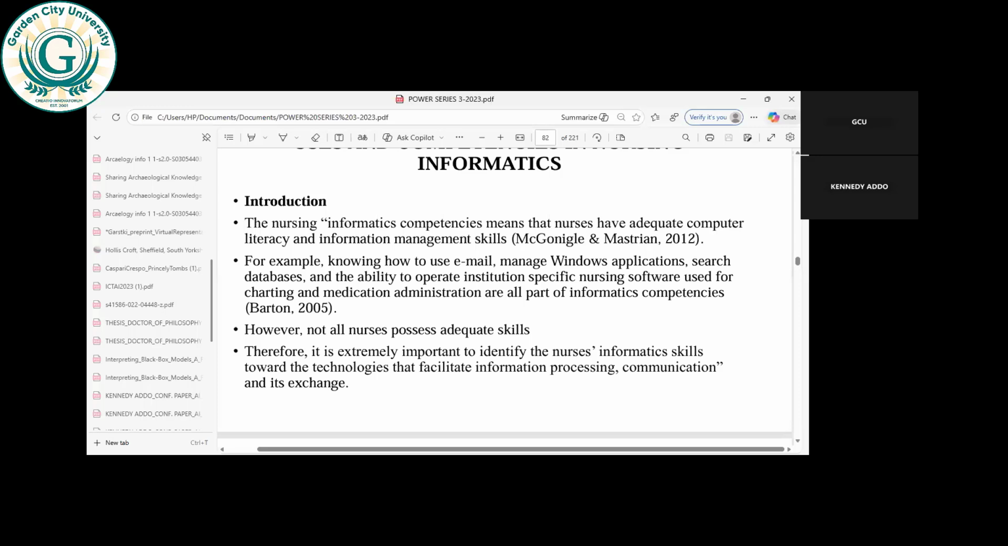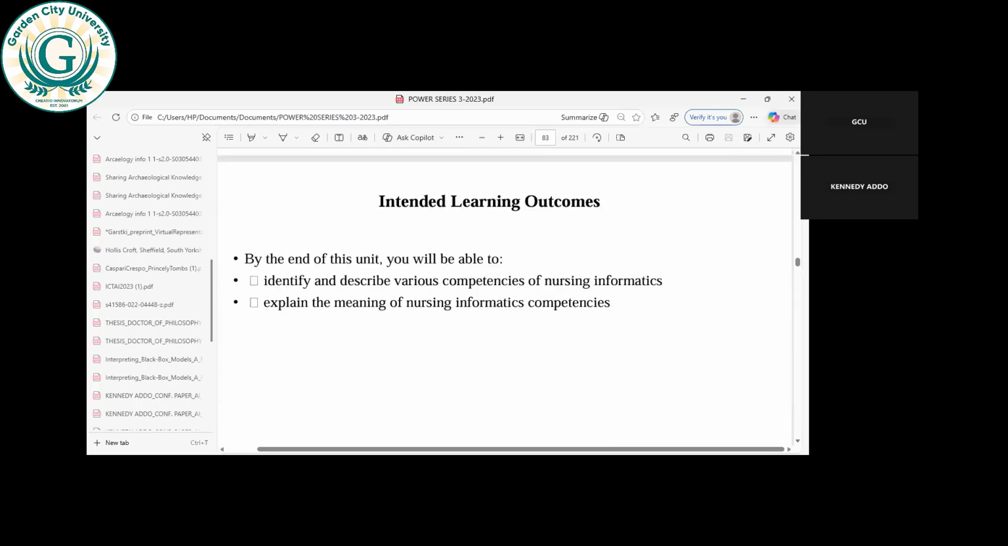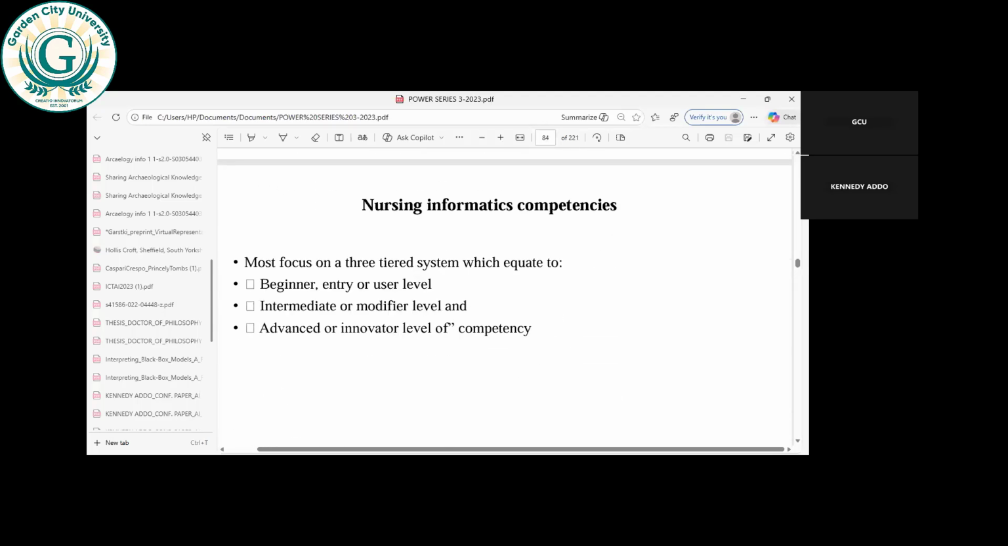However, not all nurses possess adequate skills. It is very important that we are able to identify nurses' informatics skills towards technologies that facilitate information processing, communication, and its exchange. So by the end of this session, students should be able to identify and describe various competencies of nursing informatics, then explain the meaning of nursing informatics competencies.